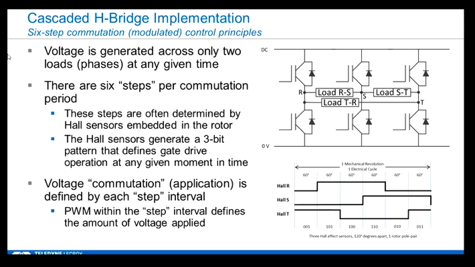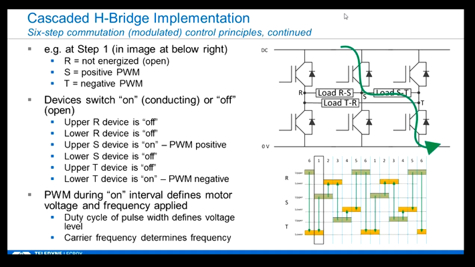So in that case, we're only applying voltage across any two phases at any given time. What that means is the control system is a little more simplified. It's not quite as sinusoidal, which is why the other system is called sinusoidal, and this will be called brushless DC, perhaps, or six-step, or something like that. These are what the signals look like.